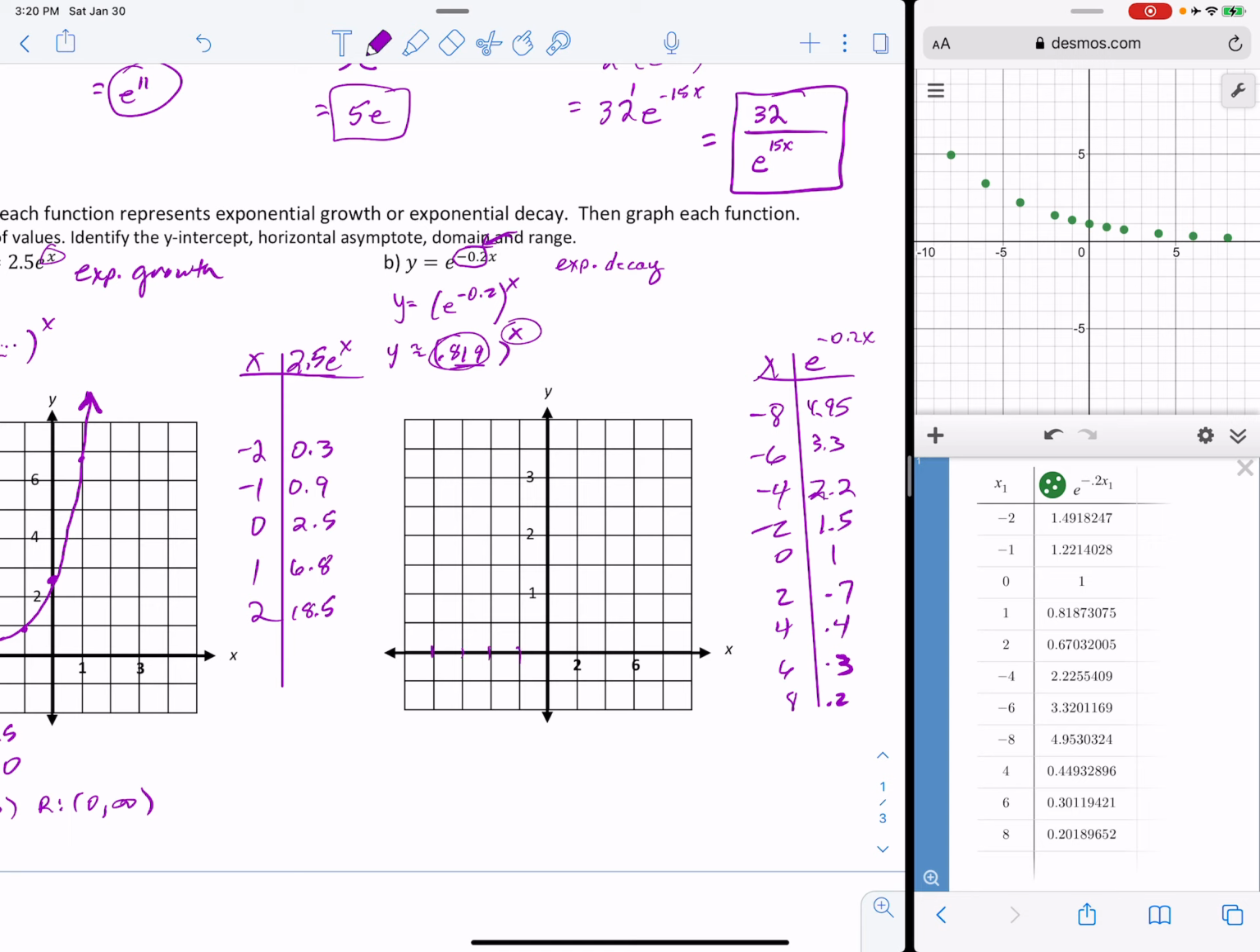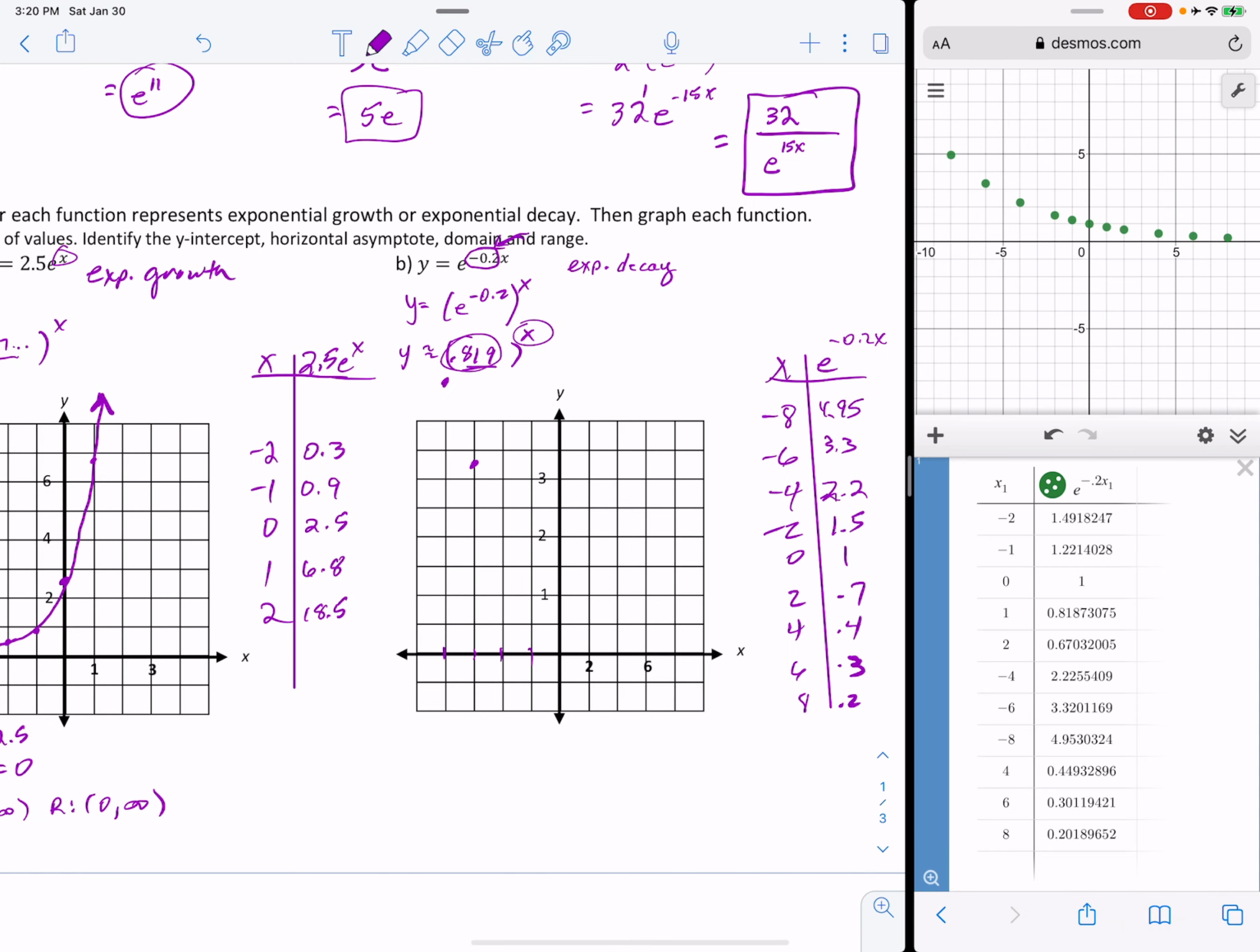Okay, we're going negative 8. We're almost up at 5. So this only goes up to 4, so we're up here. Negative 6, we're at 3.3. And negative 4, we're at 2.2. Negative 2, we're at 1.5. 0, we're at 1. And at 2, we're at 0.7. Whoops, that's the wrong spot because every 2 boxes is 1 unit. At 4, we're at 0.4. And at 6, we're at 0.3, and then 0.2. So there we go.